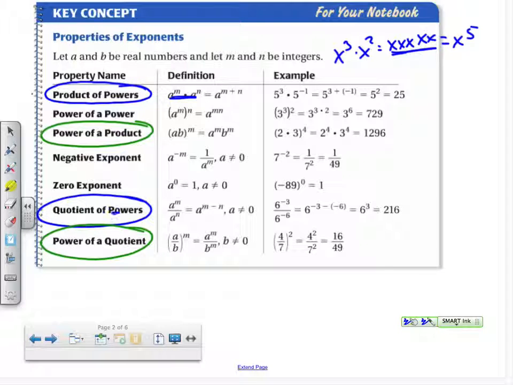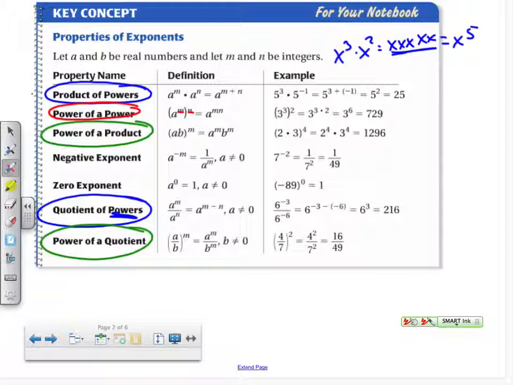Quotient of powers down here, since dividing and multiplying are opposites, you do the opposite. When multiplying, you add, so when dividing, you subtract. Right, the power of a power, if you have 2 exponents right next to each other, you just multiply them.